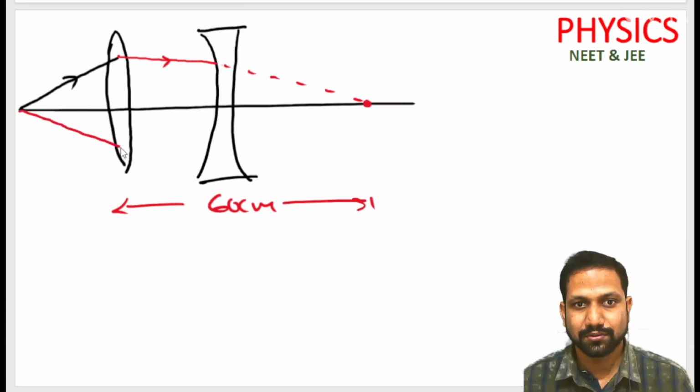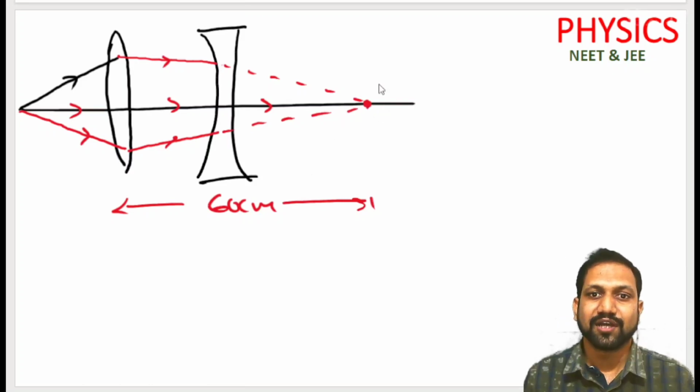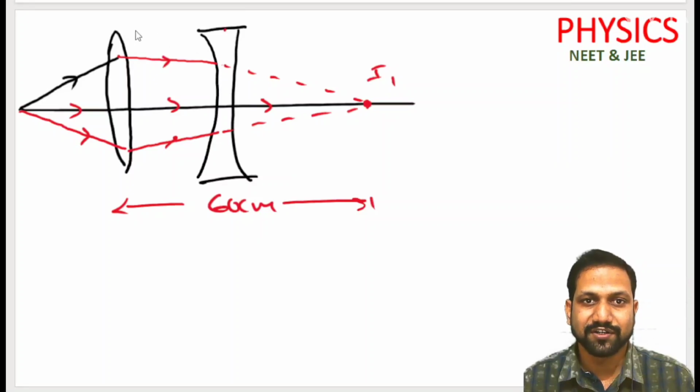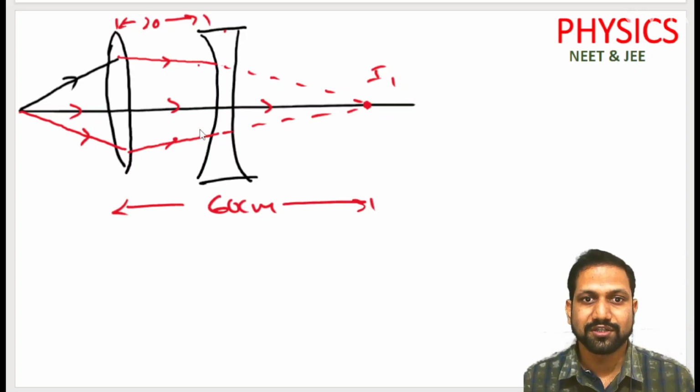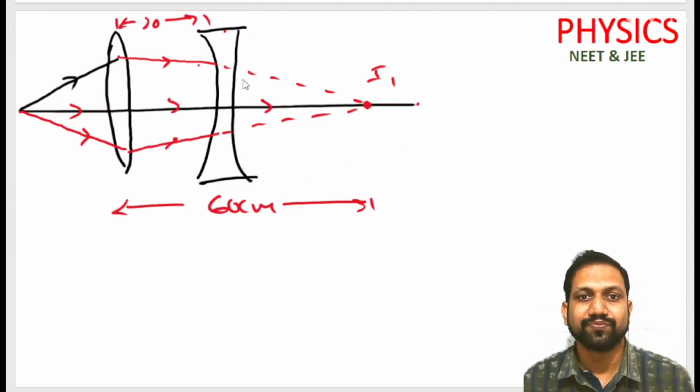Similarly, this is one more ray, and of course this will go undeviated, and it will converge. So at this point, this is I1, okay, but because of this concave lens, which is at 20 centimeters, these rays will not converge over here. The property of the concave lens is to diverge the beam, so the point of convergence will be somewhere here. Okay, that we will have to prove.